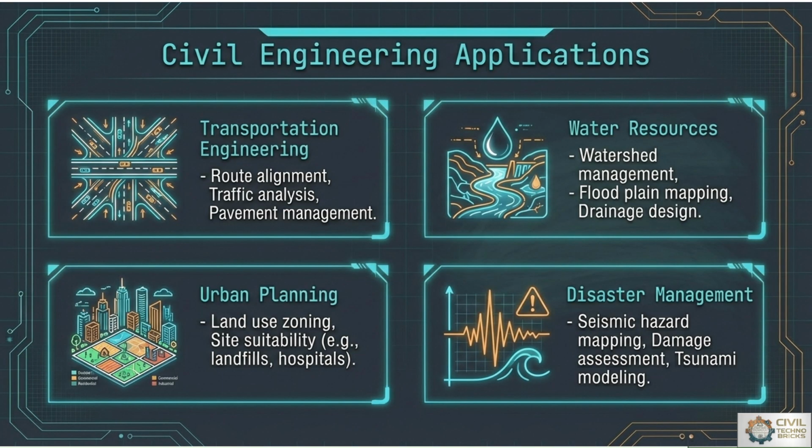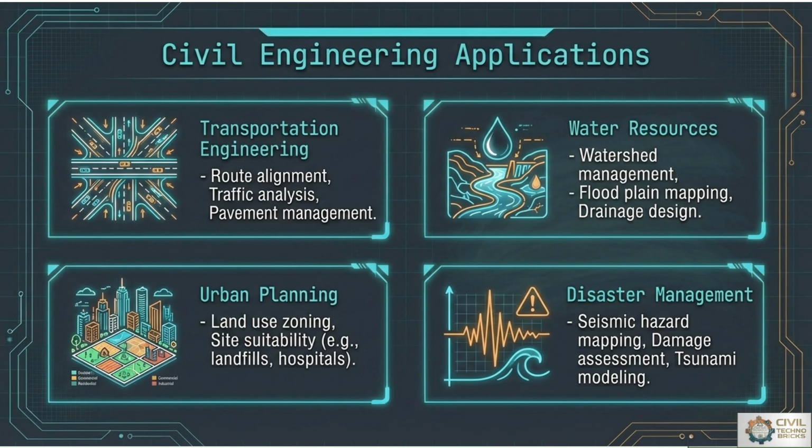From the civil engineering applications point of view, civil engineers must be dependent on remote sensing and GIS, which support planning, analysis and management activities with respect to the infrastructural domain and environmental systems. From the transportation point of view, in route alignment, traffic analysis, and pavement management, we can use GIS for efficient transportation network planning.